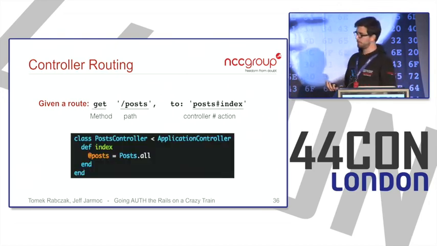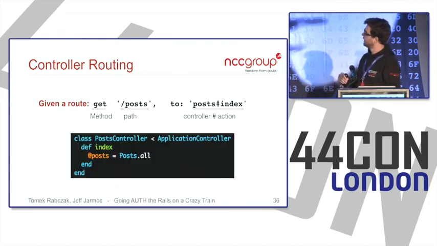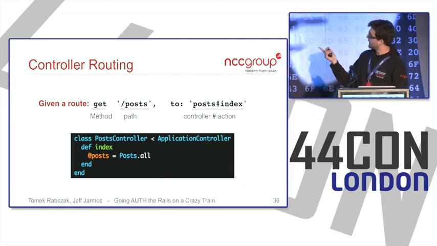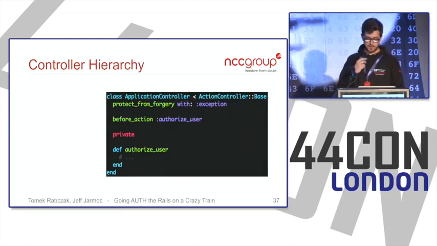So here's an example, the post controller. There's our index action. This is just grabbing all of the posts in the application and stuffing it into an instance variable that's going to get rendered in the view. Note here the inheritance from application controller. That's going to take us into the controller hierarchy.